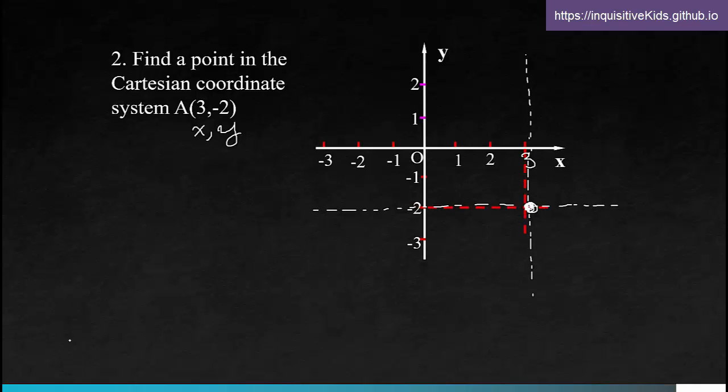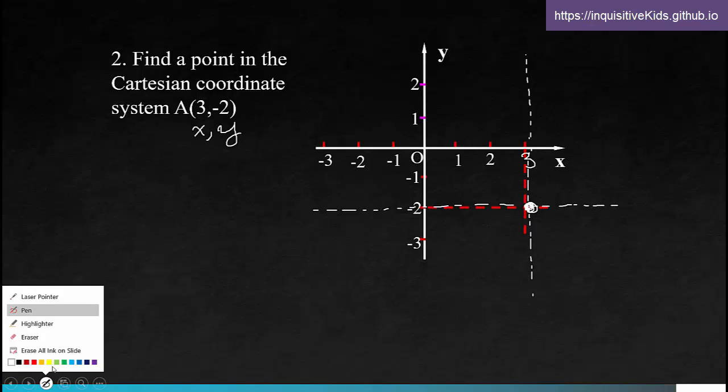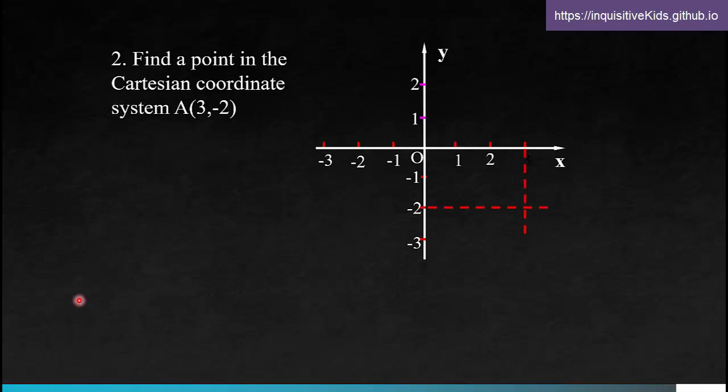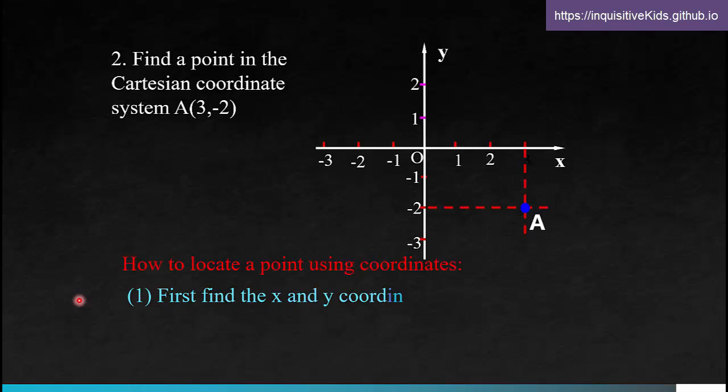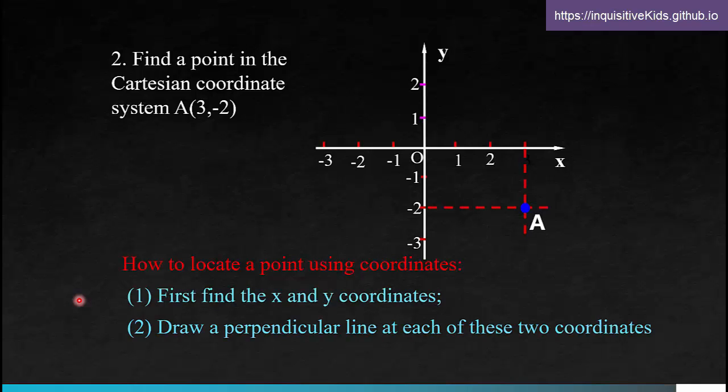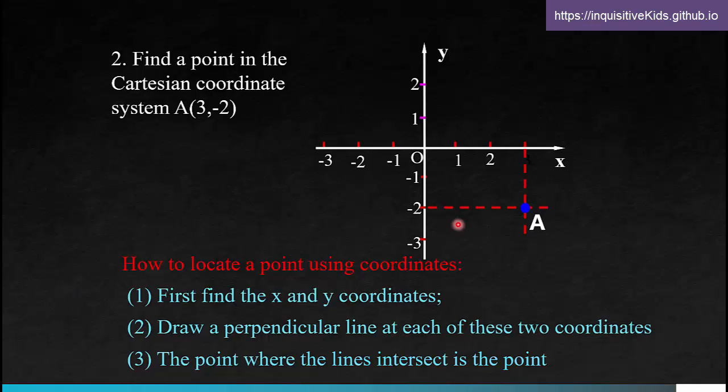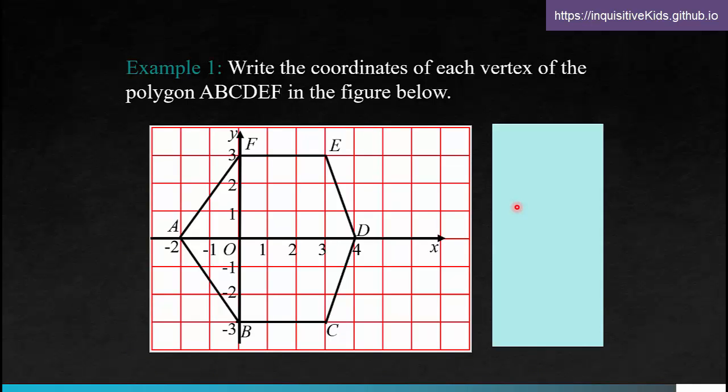All right, let me erase my ink on the slide, and we see that this intersection here is point A. So how can we locate a point using coordinates? First, we find the x and y coordinates, and then we draw perpendicular lines at each of these two coordinates. The point where the lines intersect is the point we're looking for. Just to review, we draw a perpendicular line to the x-axis and the y-axis, and where they intersect, that's our point.